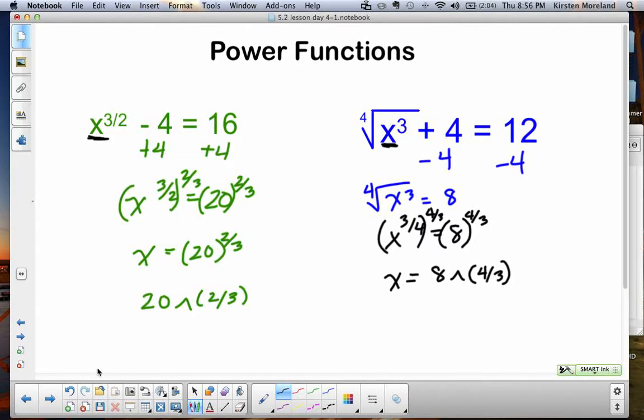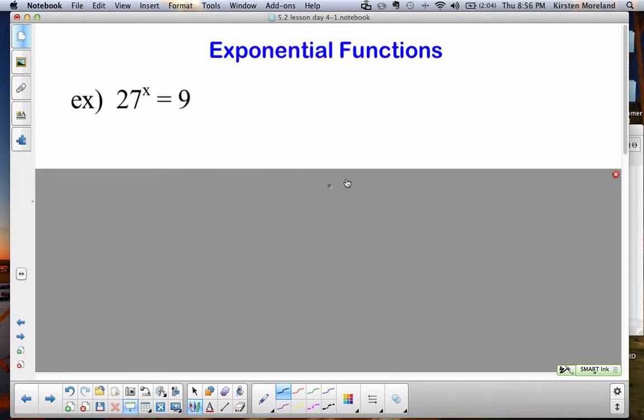Right. More importantly, we're going to review exponential functions because I think most people have those down. With an exponential function, you should think I need a common base. When I look at this first example, I see 27 and 9, so I should think a base of 3. So 27 is the same as 3 to the 3rd, and that's still raised to the x. And 9 is 3 to the 2nd.